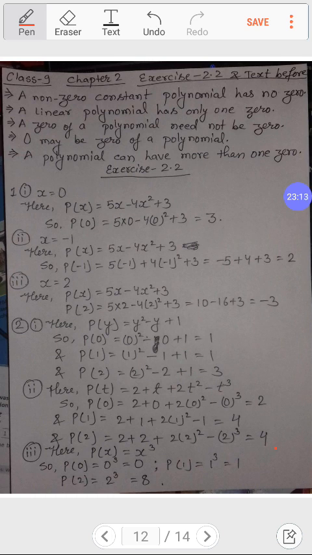If you will see question number 3, it was Px is equal to x cube. So if you will keep 0, that means 0 cube is 0 only. So P0 becomes 0. P1, 1 cube is 1 only. So P1 becomes 1. And P2 becomes what? 2 cube, that is 8. Okay, so this is up to question 3.